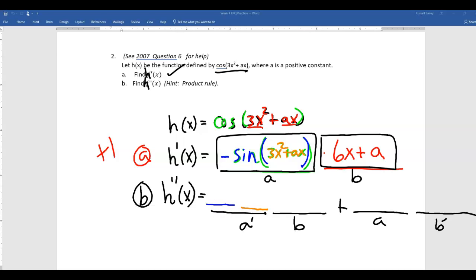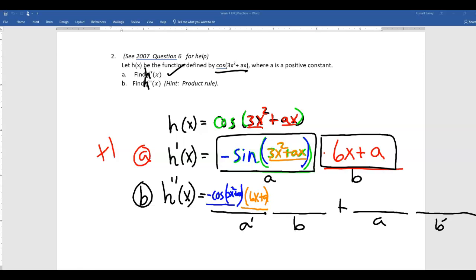So let's do the derivative of the outside, the derivative of negative sine. Well, sine's derivative is just cosine, but there is that negative in the front, so it's going to be negative cosine. And then the inside will stay the same, 3x squared plus ax. And then we have the derivative of the orange spot, which is 6x plus a again. So that's the derivative of A.